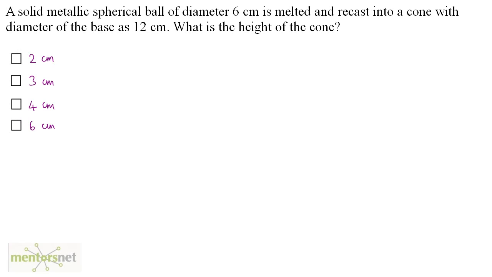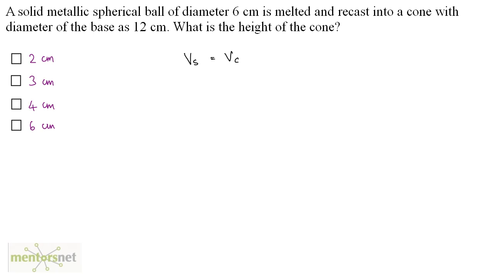A solid metallic spherical ball of diameter 6 centimeter is melted and recast into a cone with a diameter of base as 12 centimeter. What is the height of the cone? As this metallic spherical ball is melted and recast into a cone, I can say that the volume of the spherical ball is equal to the volume of the cone.